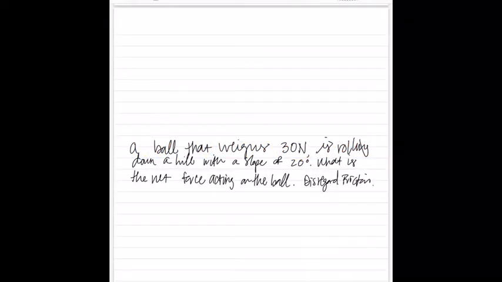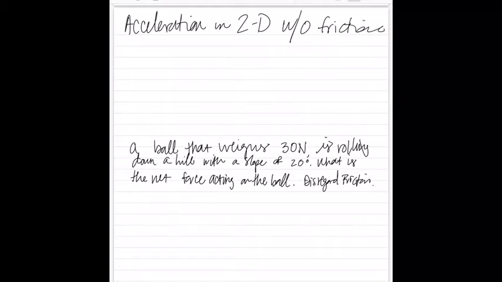Okay, so today we're going to talk about acceleration in 2 dimensions without friction. Now, I know that of course there's always friction, okay? Of course there is. But I want to teach you how to do this without friction first. And then when I do throw in friction, it'll be a little bit better, okay?